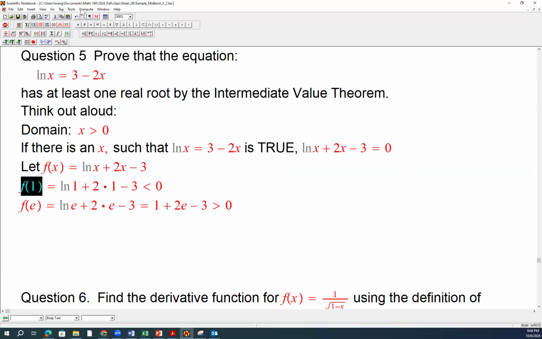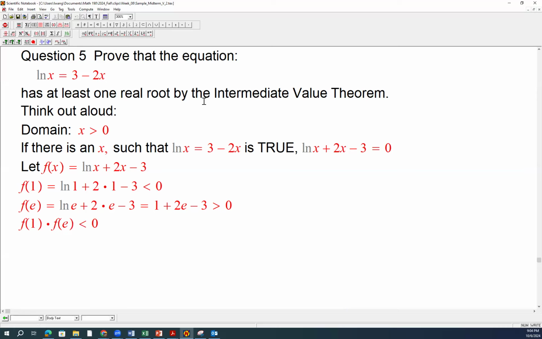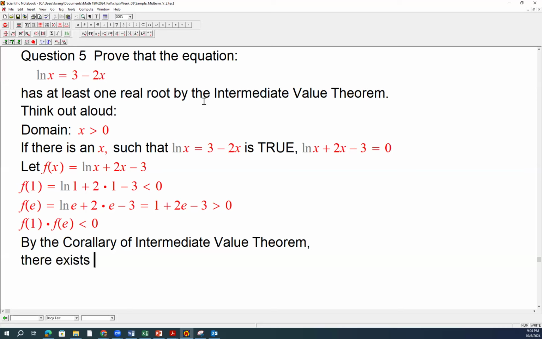So that also means that we can quote the corollary. So f of 1 multiplied by f of e is less than 0. So you can say by the corollary of the intermediate value theorem, there exists a c. Where would this c be?